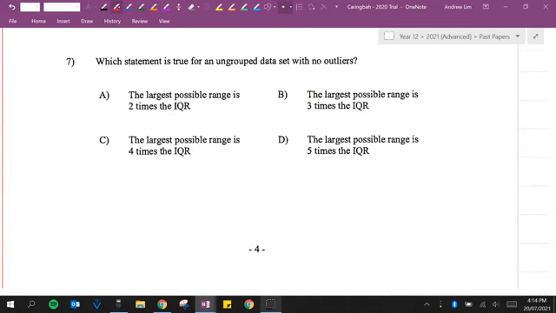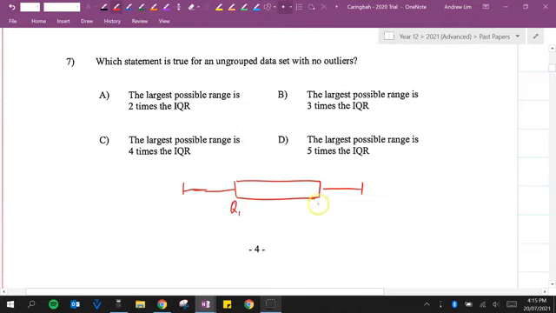Question 7. Which statement is true for an ungrouped dataset with no outliers? So the largest possible range is 2, 3, 4, or 5 times the interquartile range. I think it's easiest to just give some values for quartile 1 and 3. So if we have a box plot, we need quartile 1 and quartile 3, and that way we can use them with the interquartile range to work out the max and the min.